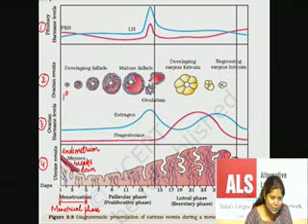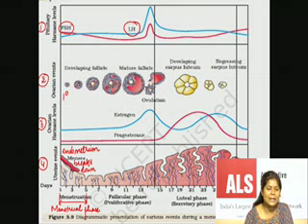Now, what happens over here? You can see 2 different graphs of importance. The red one is showing the levels of FSH, and the blue one is showing the levels of LH. We can see that initially the level of FSH is higher.